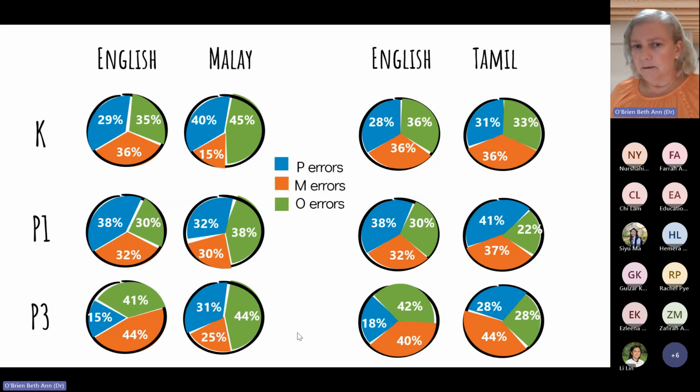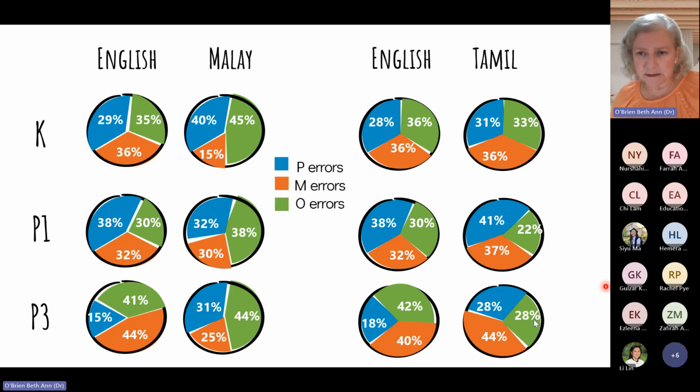Okay, so now I'm showing you, for the same set of kids, their spelling error types for their other language: Malay here, and the kids who spelled in Tamil over here. For the Malay spellings, the children across all the age groups showed a consistent pattern. There were more orthographic errors as compared to phonological errors, and their morphological errors were fewest for the Malay language.